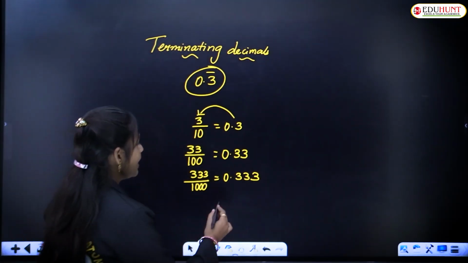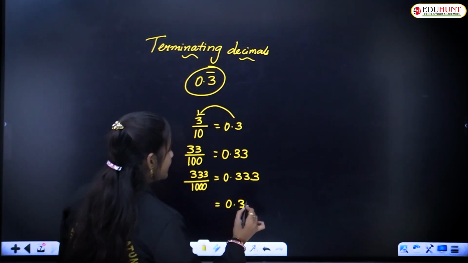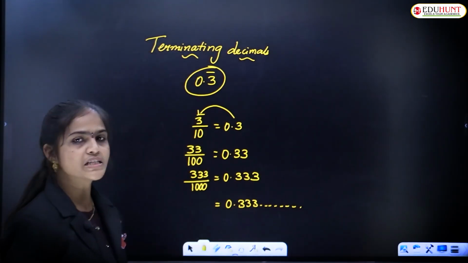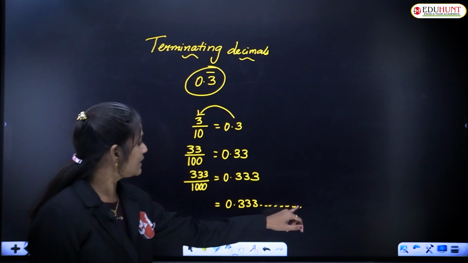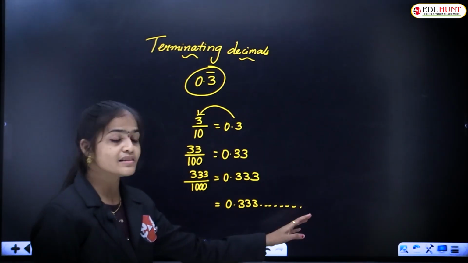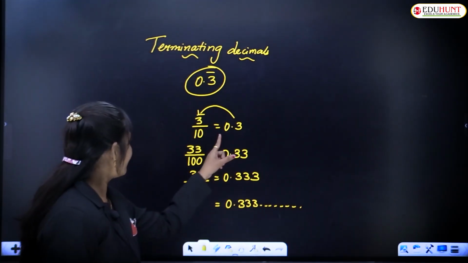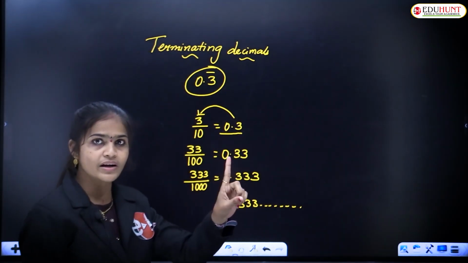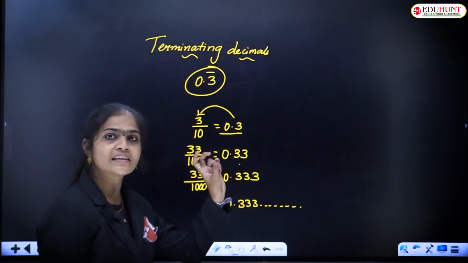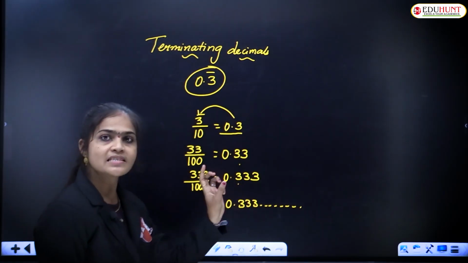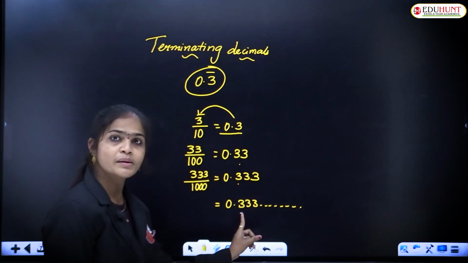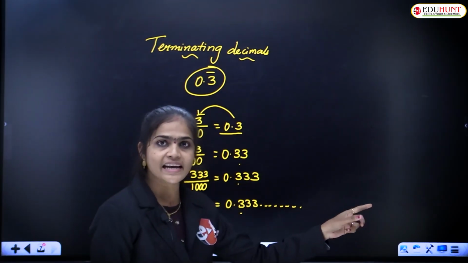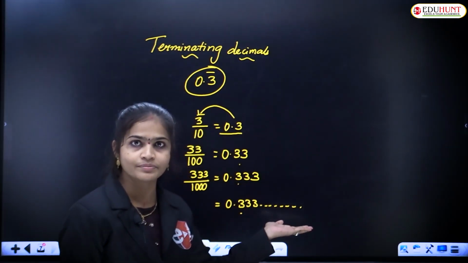Okay, so here I am going to take this one as 0.333 and so on. What is the meaning of this? 0.333 and so on means there is no ending point. Observe that the first one, 0.3, how many decimal places are there? 1. Here? 2. Here? 3. Here, how many decimal places are there? We don't know. Why? Because continuation, and so on, is there. And so on means there is no ending.